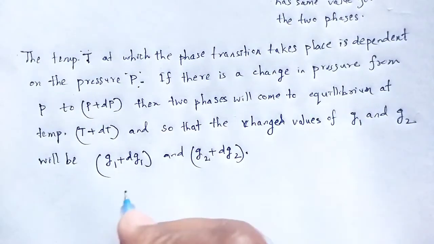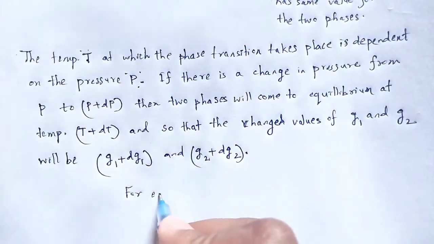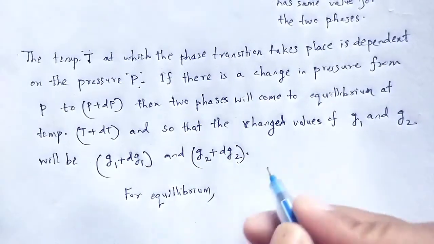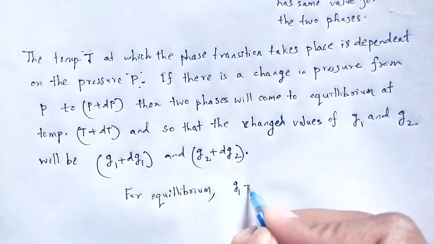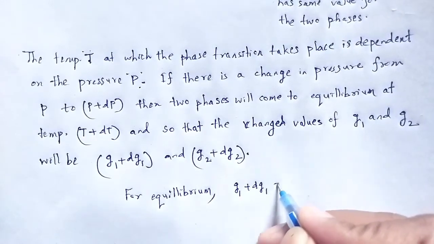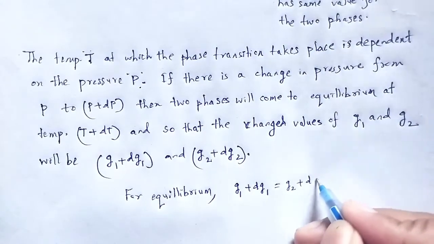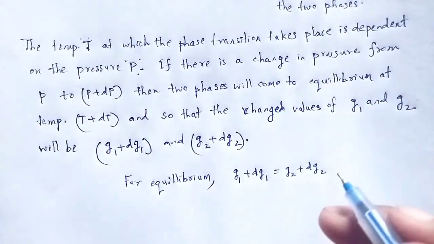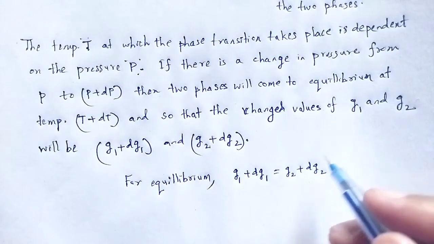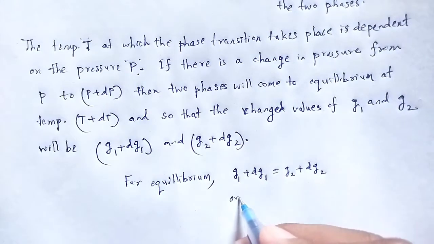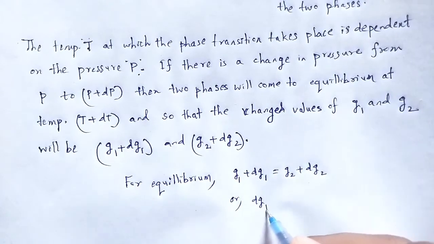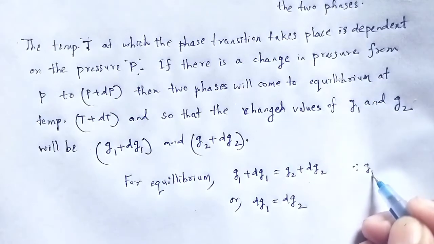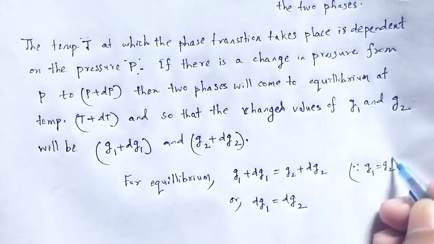What happens in case of equilibrium? Therefore, for equilibrium, G1 plus dG1 is the same as G2 plus dG2. These two are the same at equilibrium condition. As you know, G1 is the same as G2, therefore dG1 is the same as dG2.